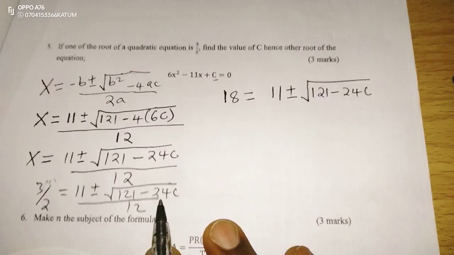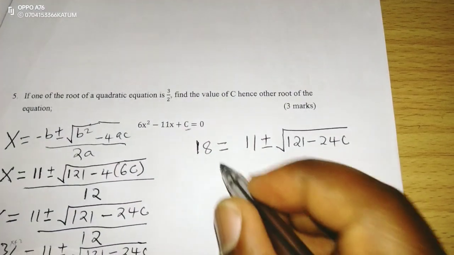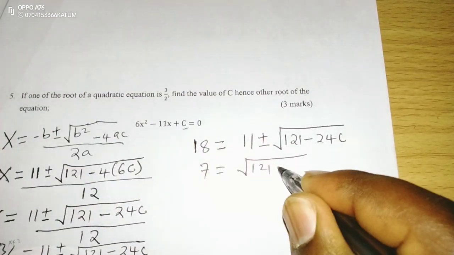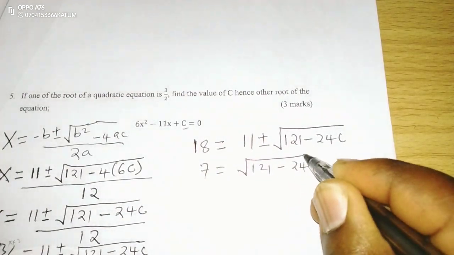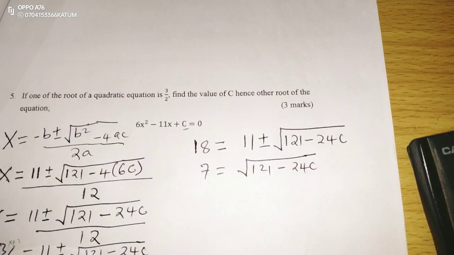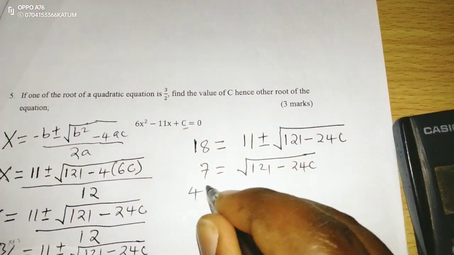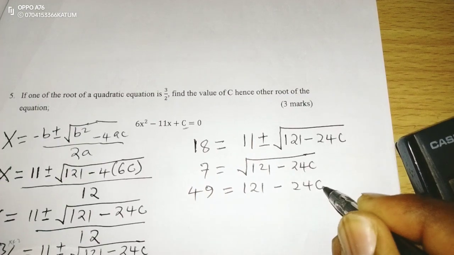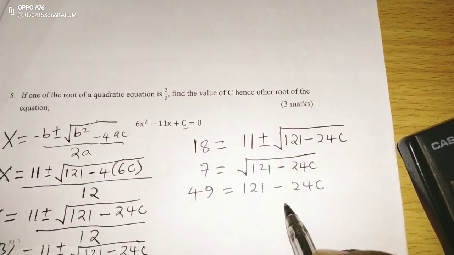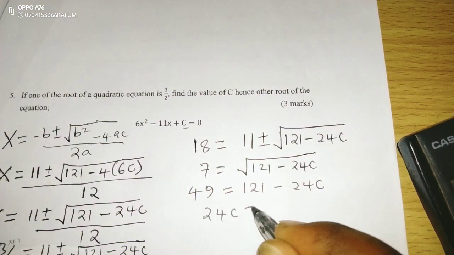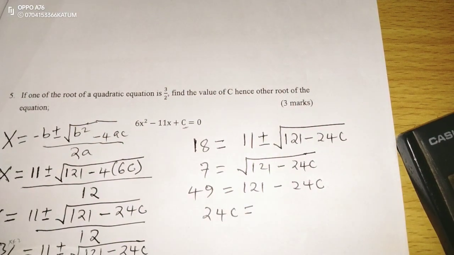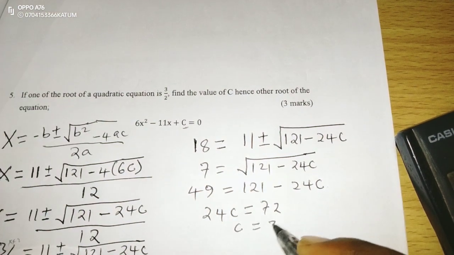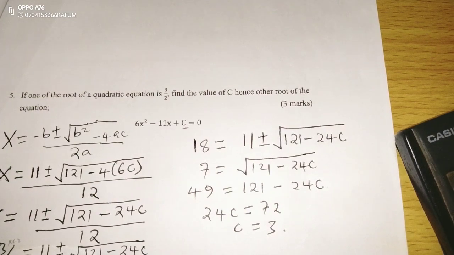We take 11 to this side, so that we have 7 equals the square root of 121 minus 24c. To do away with the square root sign, we square both sides, so that 49 equals 121 minus 24c. And now we can remain with 24c on one side, and we have 121 minus 49 giving us 72, so that c equals 3. So the value of c is 3.